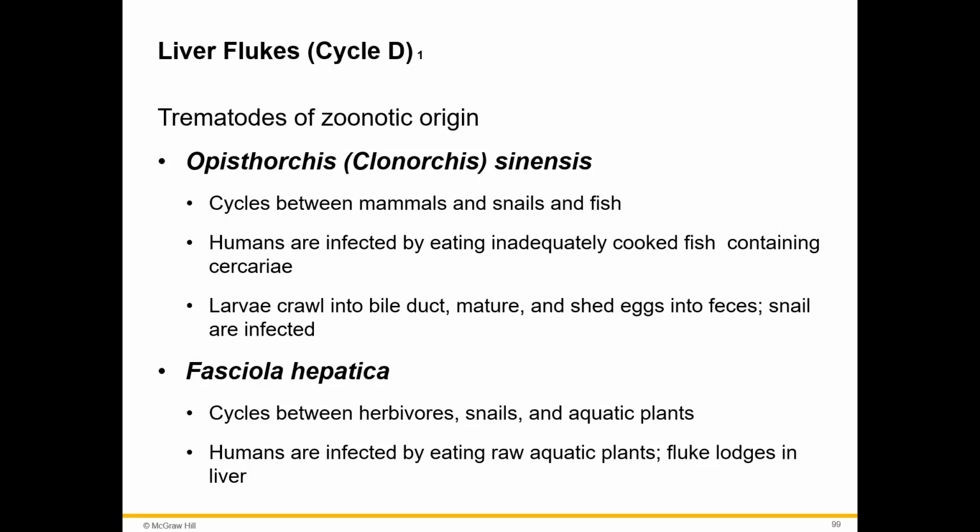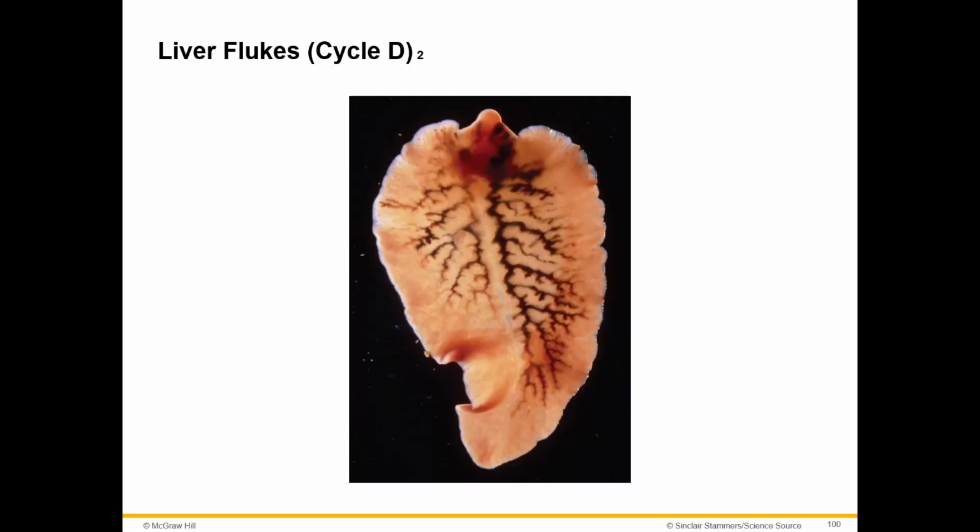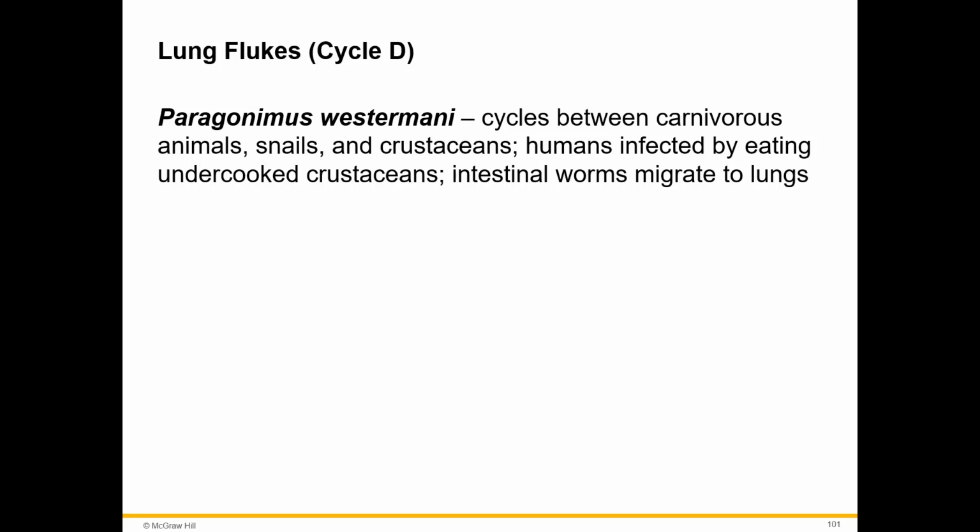Then we have Fasciola hepatica. Okay, and so these cycles occur between different herbivores, snails, and aquatic plants. Okay, humans, how do we get infected by this guy? Why do we gotta know him? Because if you're eating raw aquatic plants, this fluke can lodge in the liver. Okay, and so these are what liver flukes tend to look like. They're a little flatter, dorsoventrally compressed, right? Just flat.